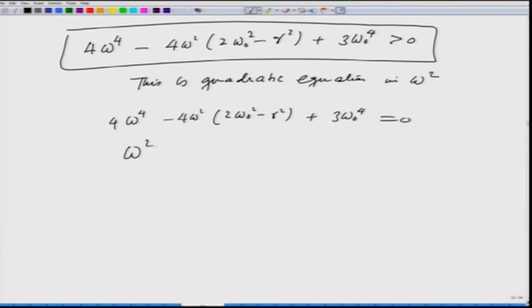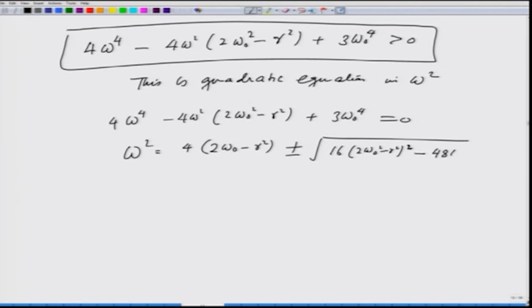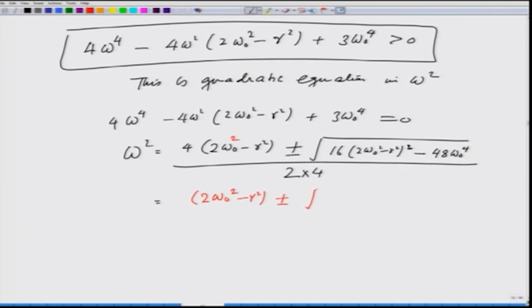I can solve for omega square, which is nothing but 2 omega 0 square minus gamma square times 4 plus or minus the square root of 16 (2 omega 0 square minus gamma square) squared minus 48 omega 0 raised to 4, divided by 2 times 4, which can be simplified to 2 omega 0 square minus gamma square plus or minus square root of (2 omega 0 square minus gamma square) squared minus 3 omega 0 raised to 4, divided by 2.